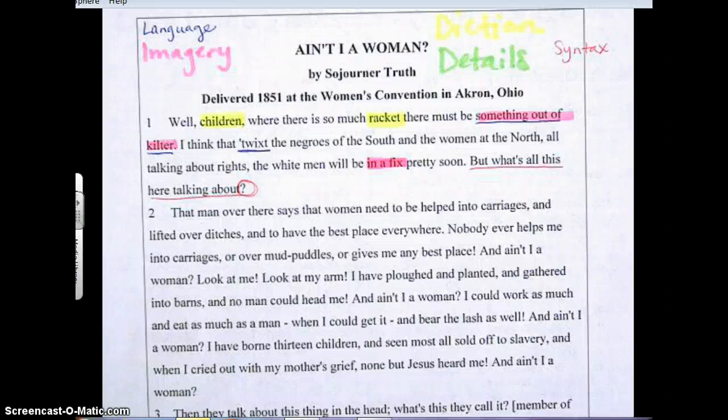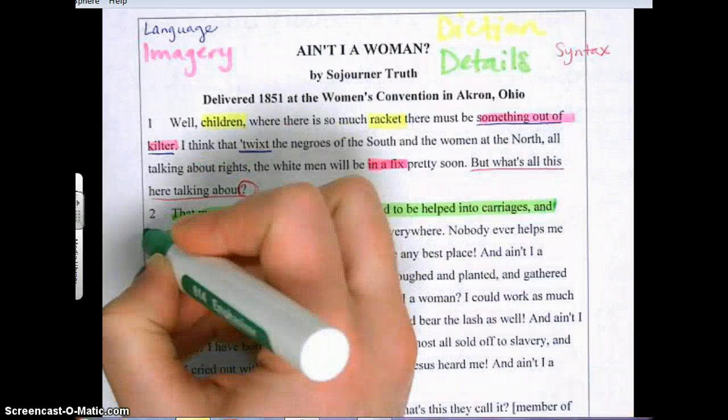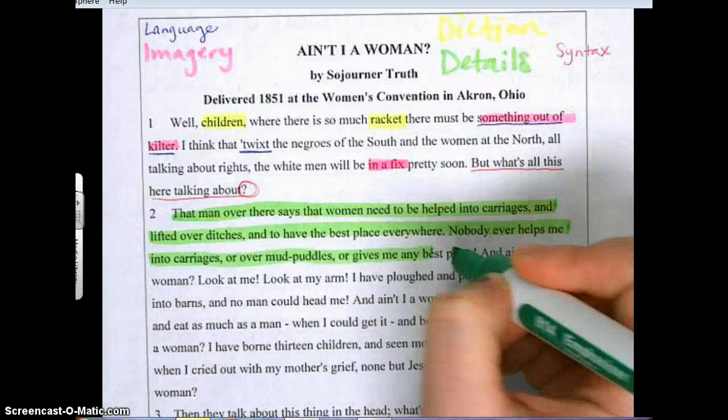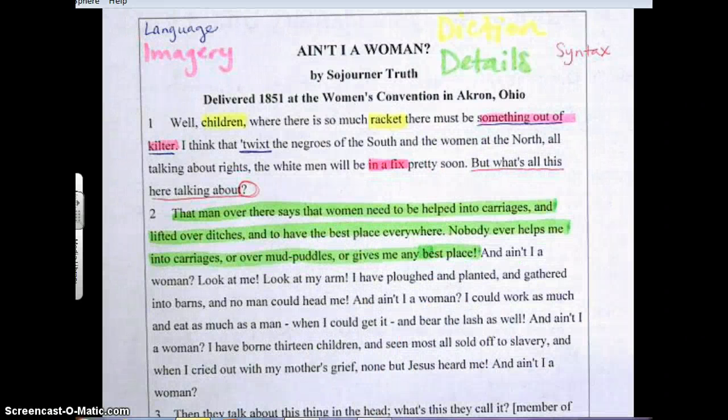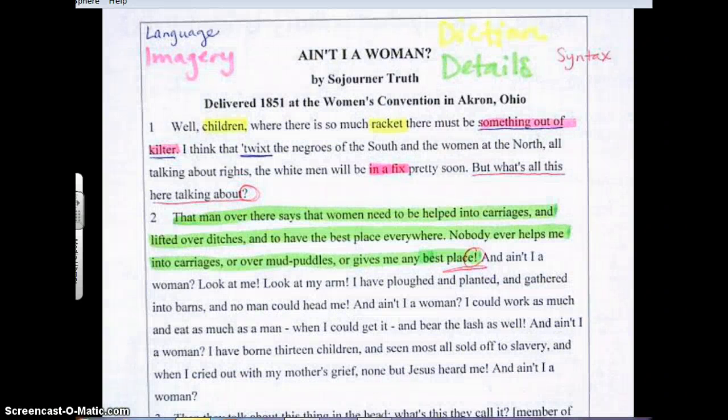"That man over there says that women need to be helped into carriages and lifted over ditches and have the best place everywhere. Nobody ever helps me into carriages or over mud puddles or gives me any best place." Okay, this is a pretty good example of detail. She's giving detail about how women are treated and a little bit of contrast to how she herself is treated. And then there's a use of an exclamation point for emphasis. That's a syntactical choice. So it's going to be red.